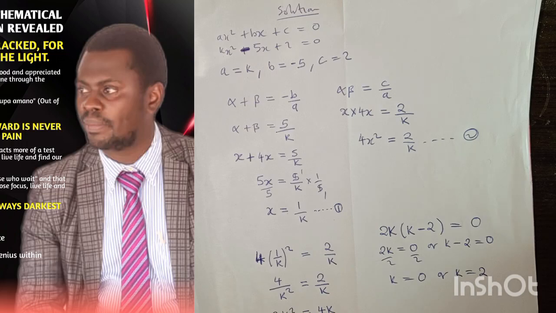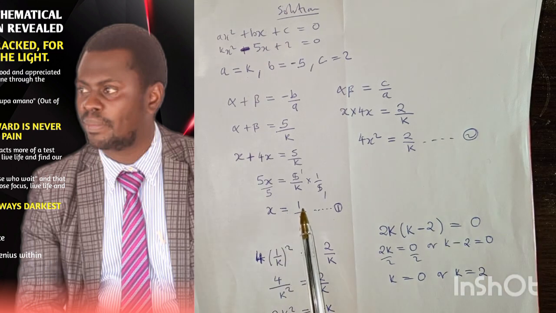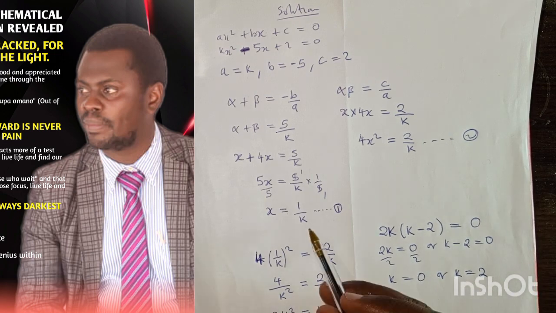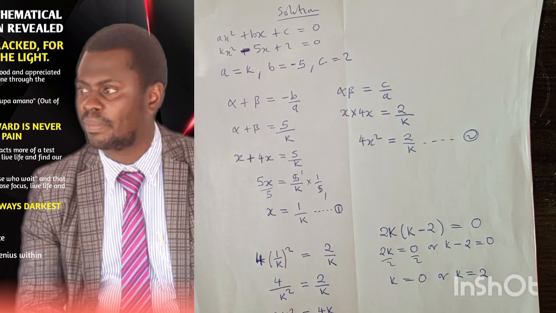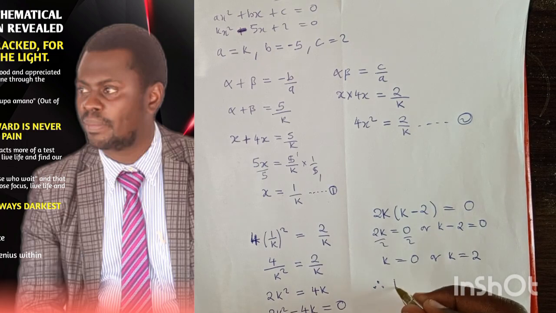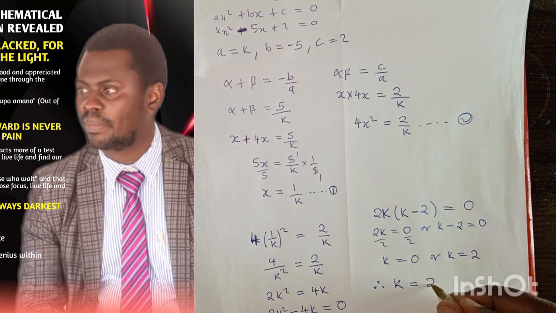Now, if we look at our initial equations, look at equation 1: x is equal to 1 over k. If we say that k is equal to 0, 1 divided by 0 is undefined. You cannot divide a number by 0. So k equal to 0 is not our solution. Only 2 will be defined according to this. Therefore, k is equal to 2.